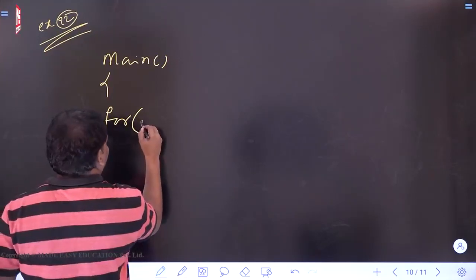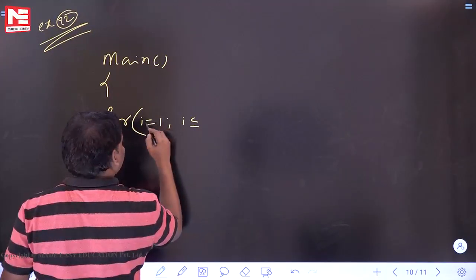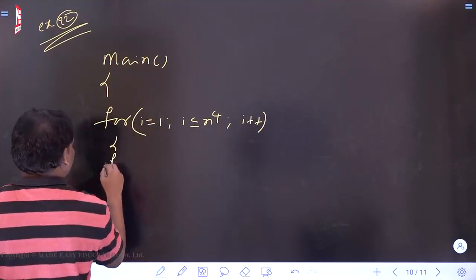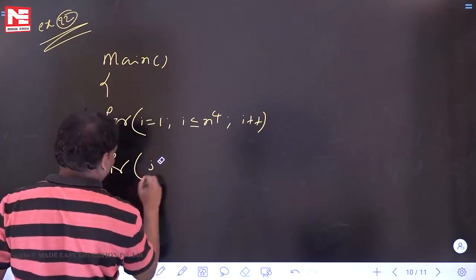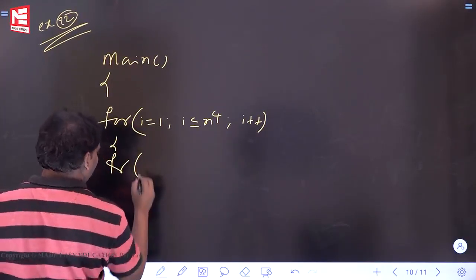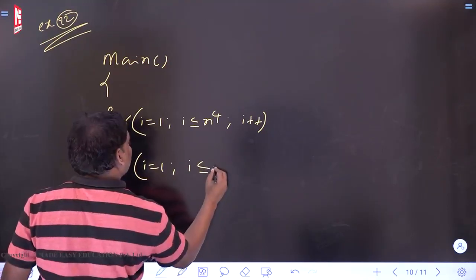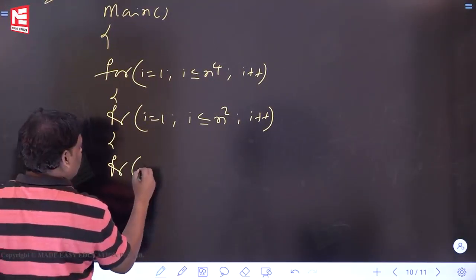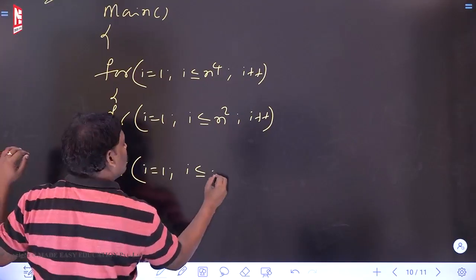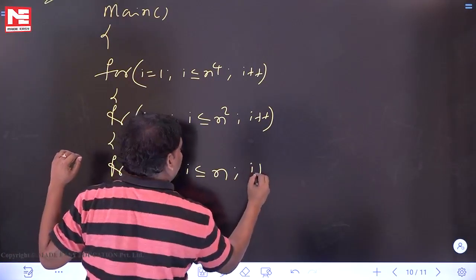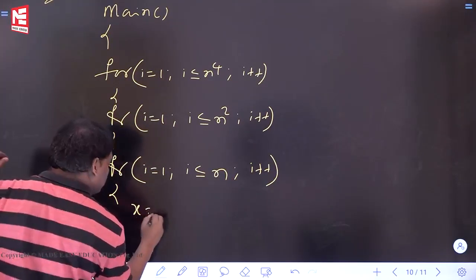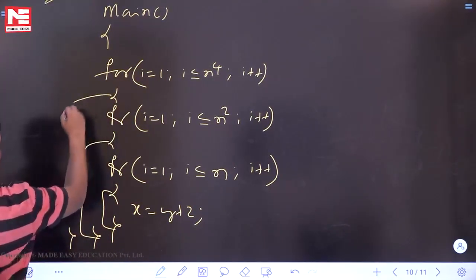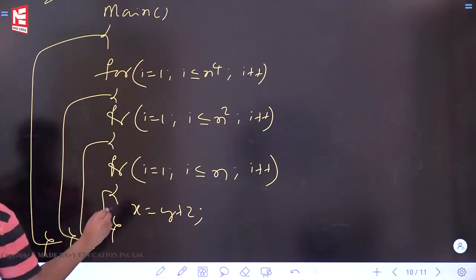main. for i is equal to 1, i less than or equal to n power 4, i plus plus. for i is equal to 1, i less than or equal to n square, i plus plus. for i is equal to 1, i less than or equal to n, i plus plus. x is equal to y plus z.